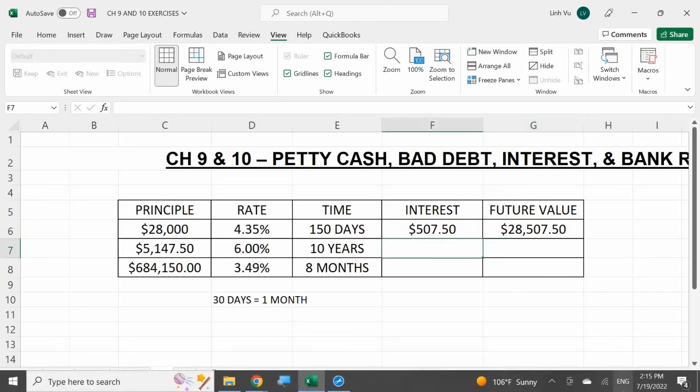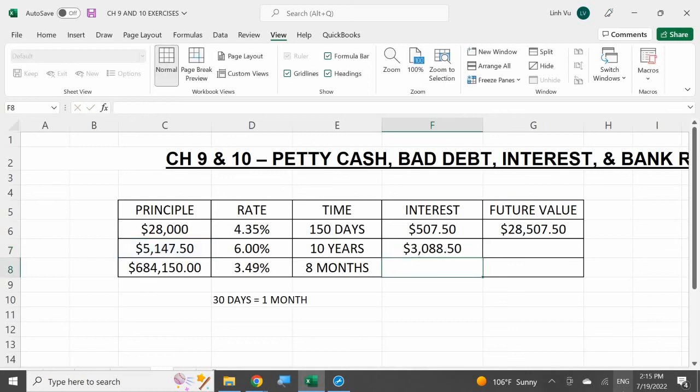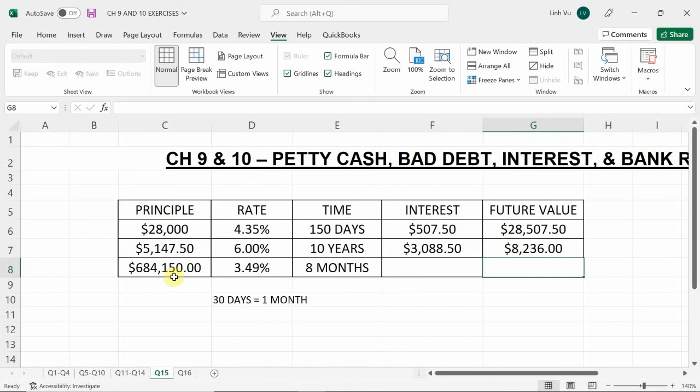Okay, so for this one, no conversion is needed because time is already in years, right? So all you have to do is just do that and you're going to get $3,088.50. So what is my grand total future value going to be after 10 years? $8,236 even. Good. All right, last one here.